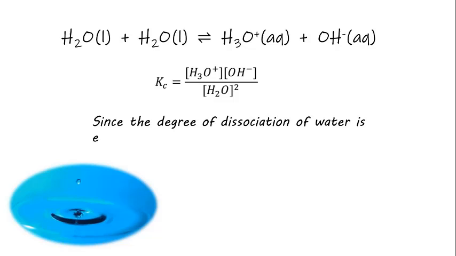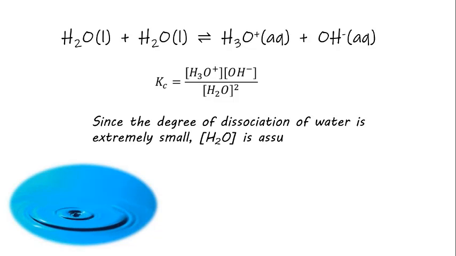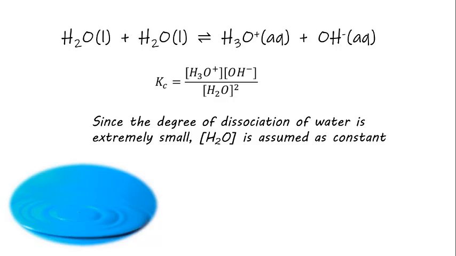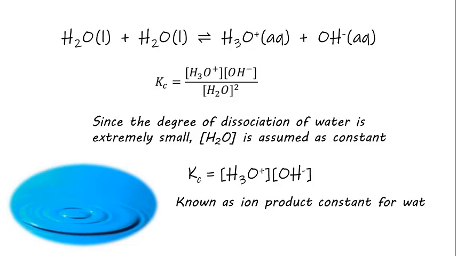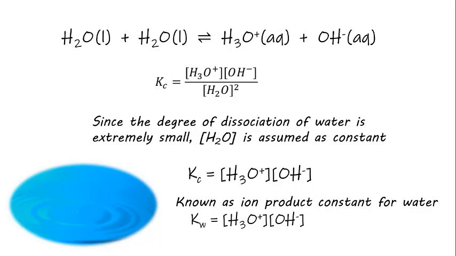Since the degree of dissociation of water is extremely small, concentration of water is assumed as a constant. We write the equation Kc equals concentration of hydronium ion times concentration of hydroxide ion. Because this expression refers specifically to auto-ionization of water, Kc has changed to Kw and is known as the ion product constant for water. Kw equals concentration of hydronium ion times concentration of hydroxide ion.